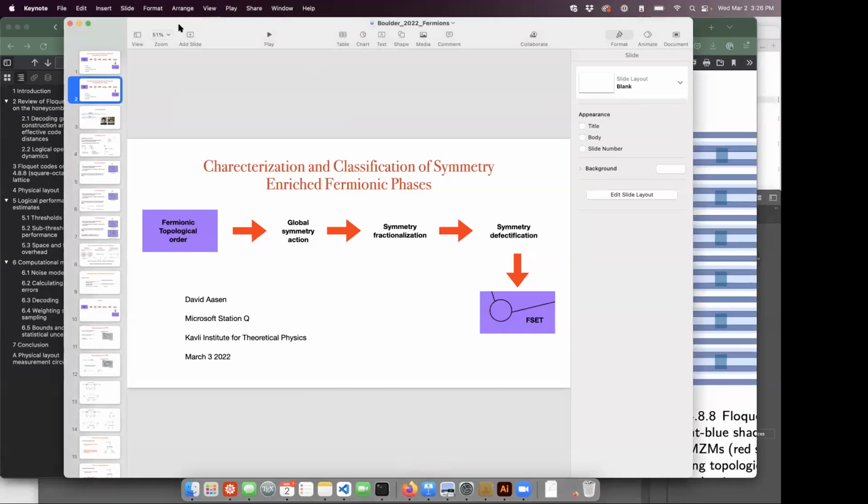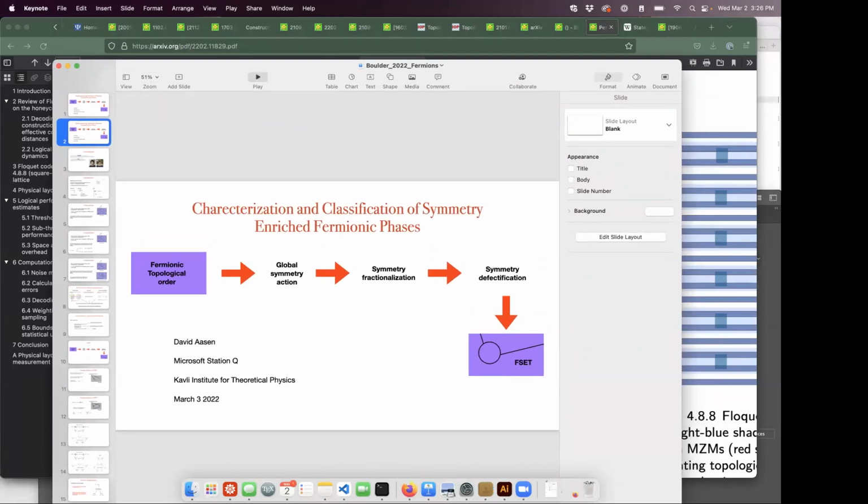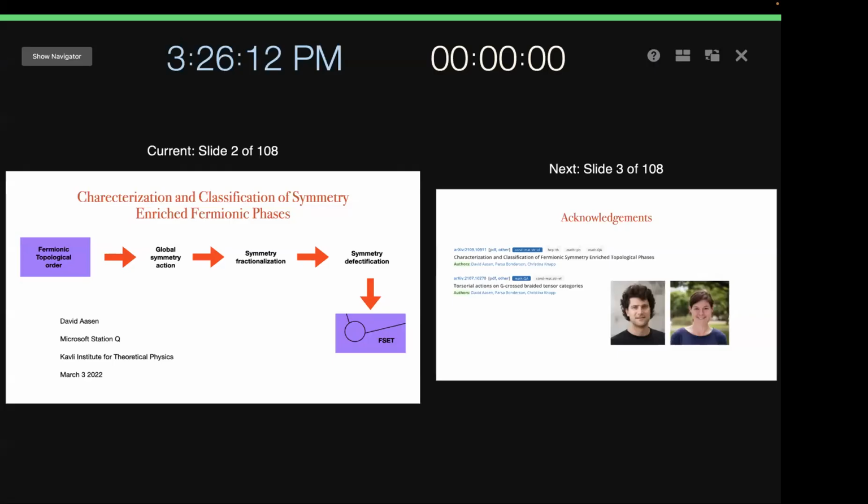Could you share the slides? Yeah, that might be hard for me if I want to do that and also be able to see my slides. Share screen, desktop. Is that okay? That's wonderful, yeah. Perfect, okay.